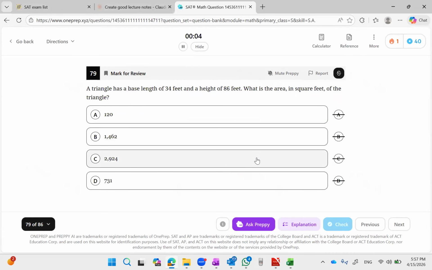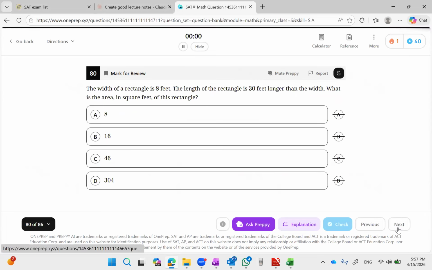This one is easy. You can solve it quickly because he's asking for the area of this triangle. Just do half base times height, which is half times 68 times 30, right? Yeah. Okay.